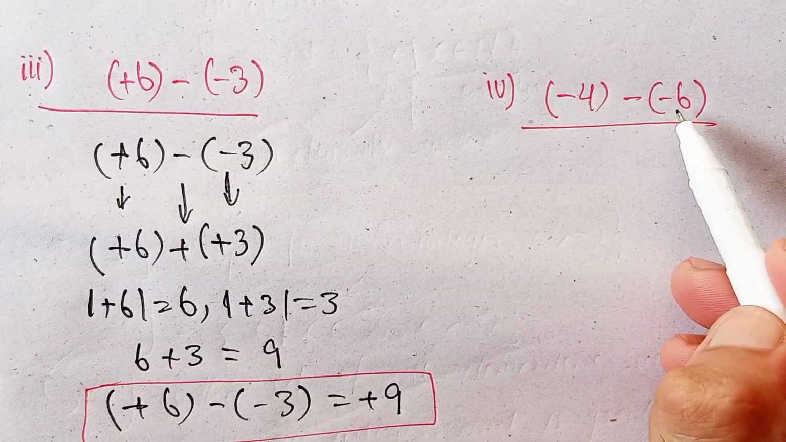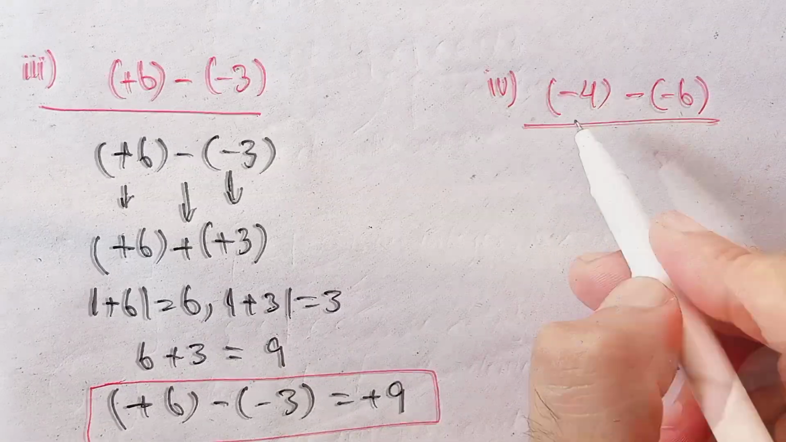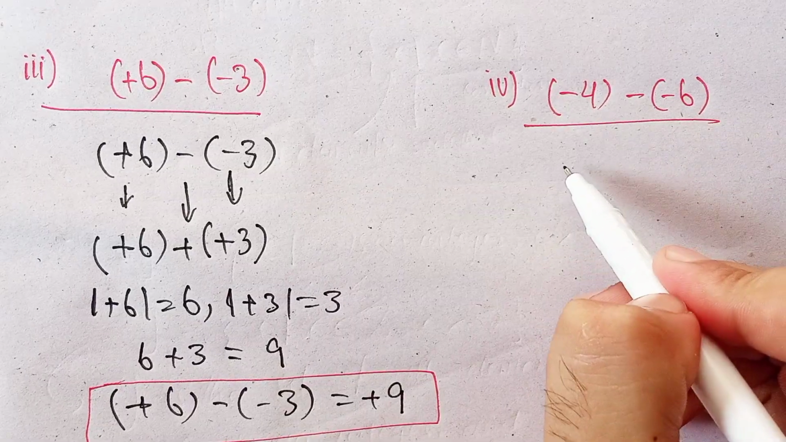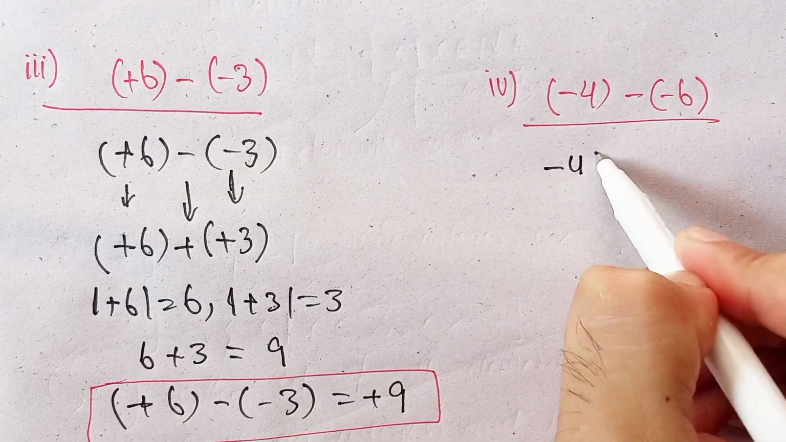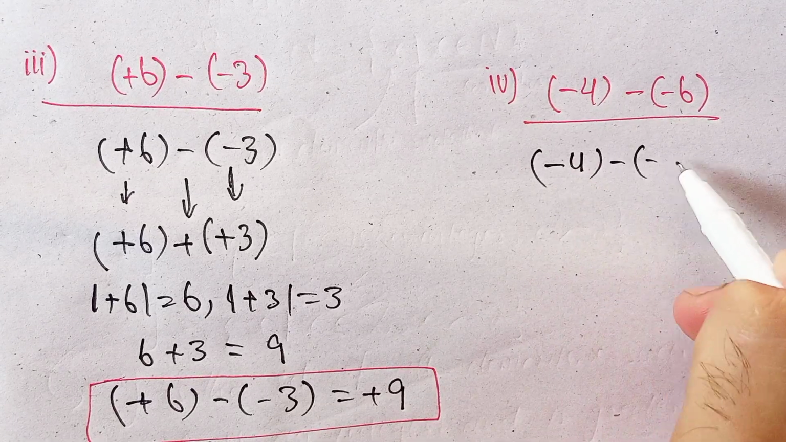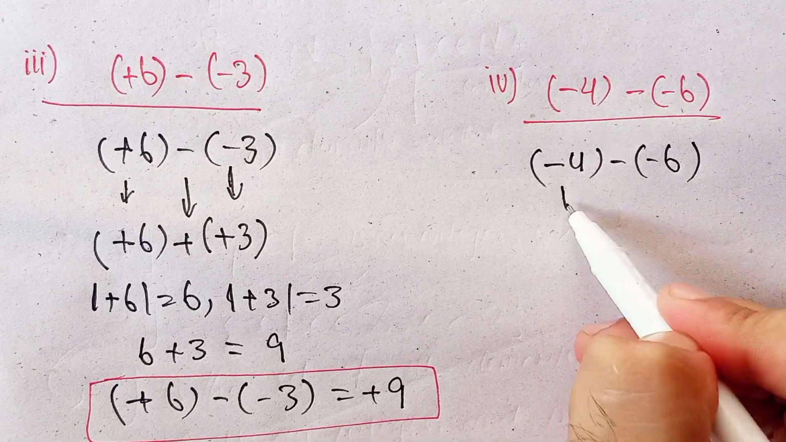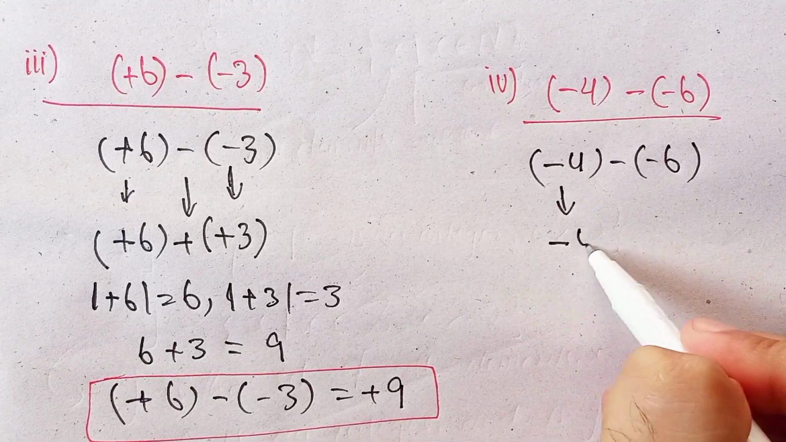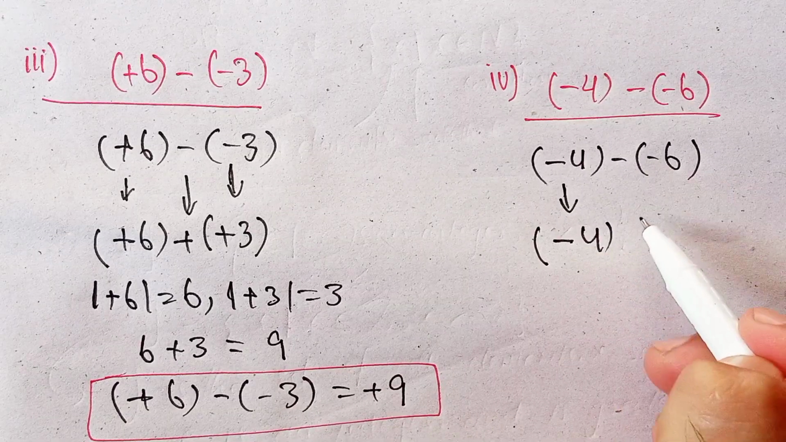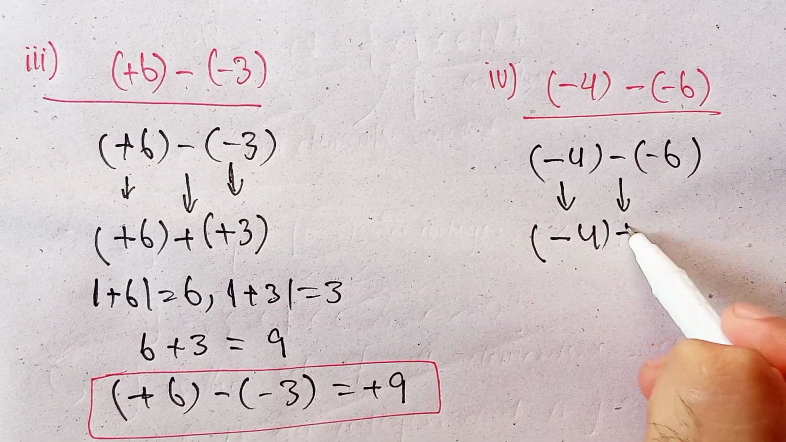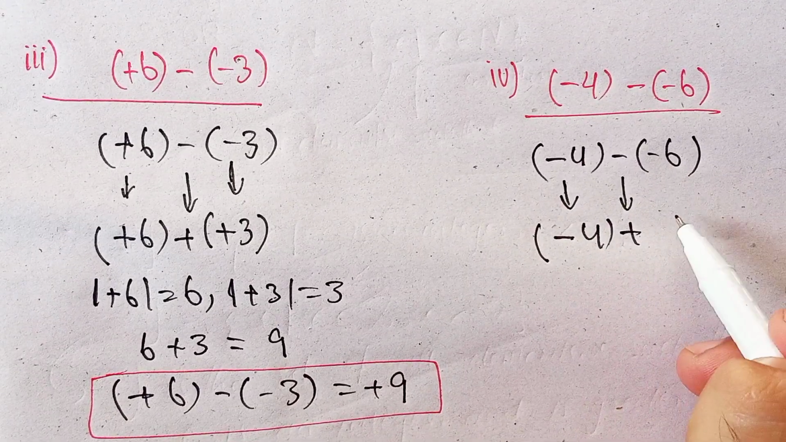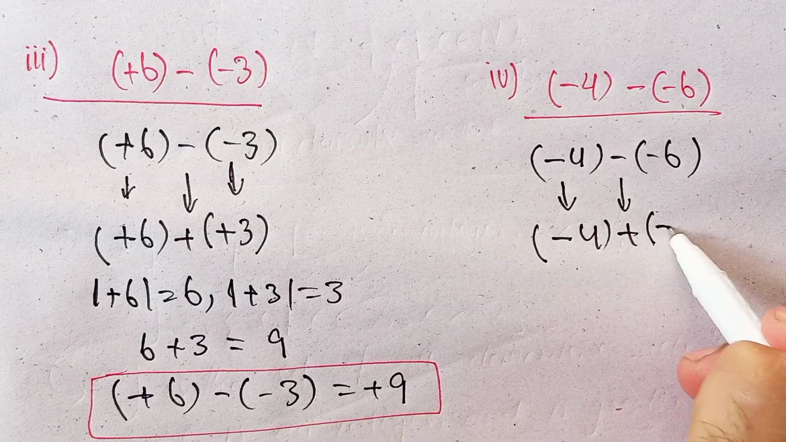Now we are going to subtract negative 6 from negative 4. Again, we will write the expression as negative 4 minus negative 6. Keep the first integer as it is, negative 4. Change the minus sign to a plus sign. And change the sign of the second integer. So negative 6 will become positive 6.